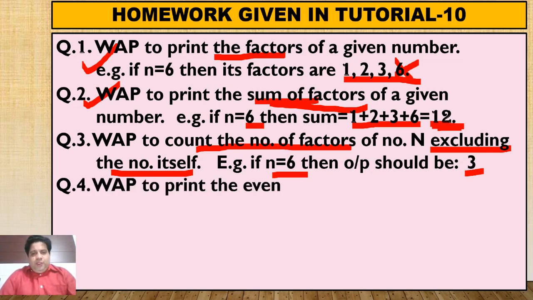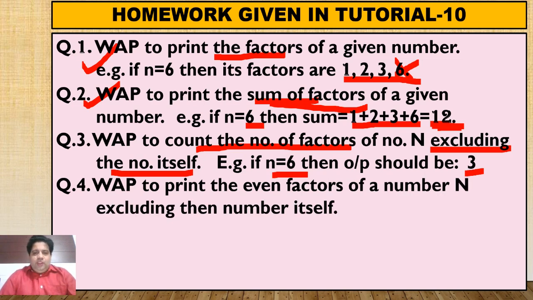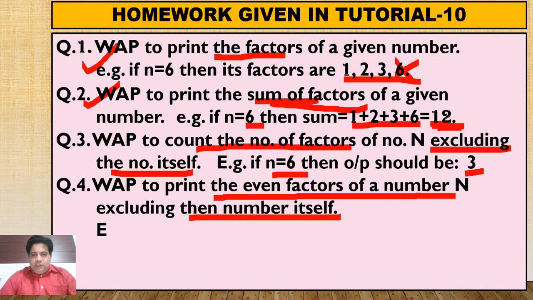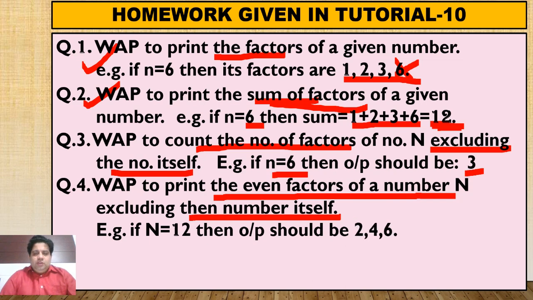Write a program to print the even factors of a number n, excluding the number itself. Now here again the question is based on similar logic. You have to print only even factors. You don't have to include the number. Example, if n is equal to 12, then its even factors will be 2, 4, 6. We are not including 12, although 12 is also even. Okay.